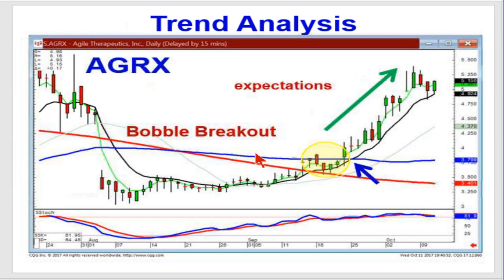So this is what we're expecting. This is, again, convergence analysis. Fry pan bottom. Bobble breakout. Strong price move. You use your screens with extended hours or simply trading hours.